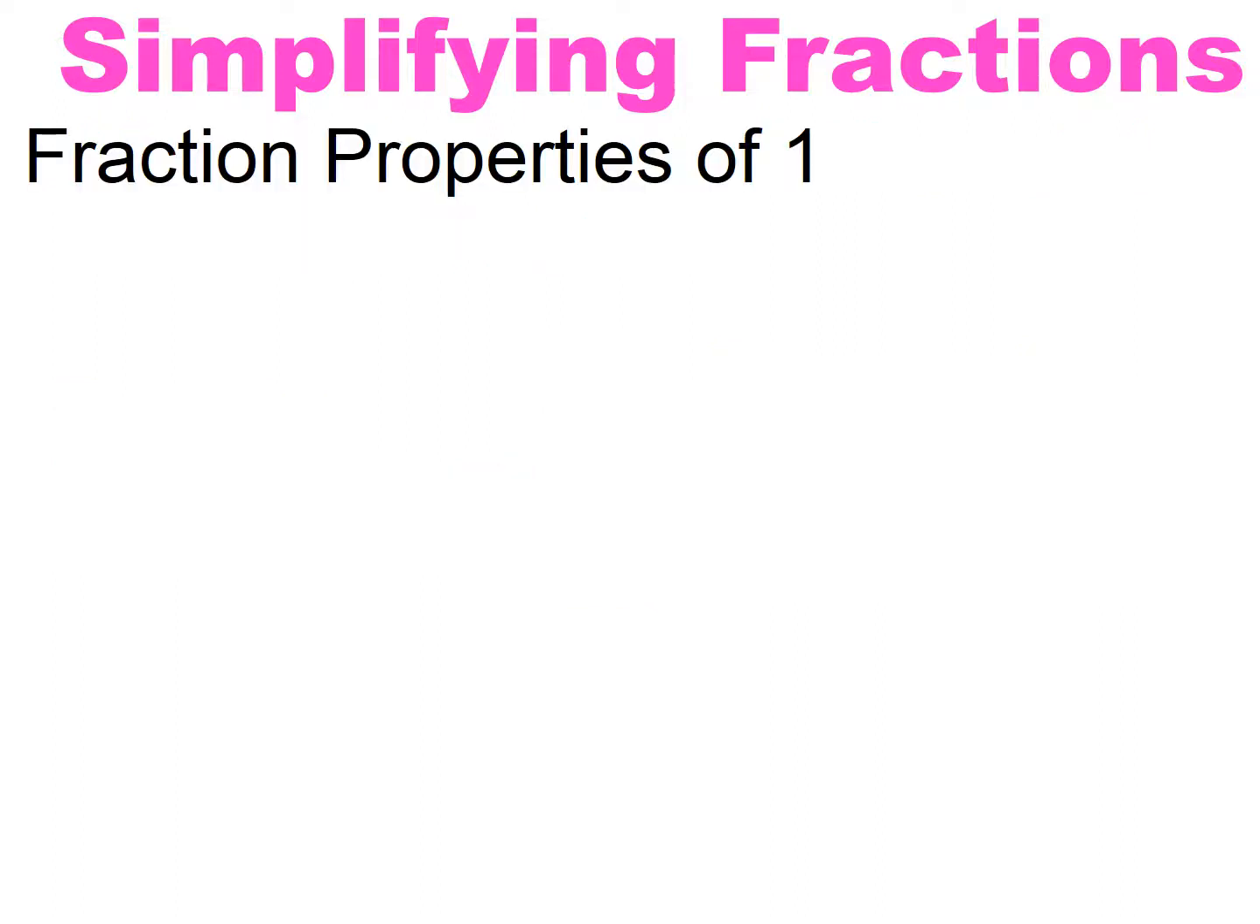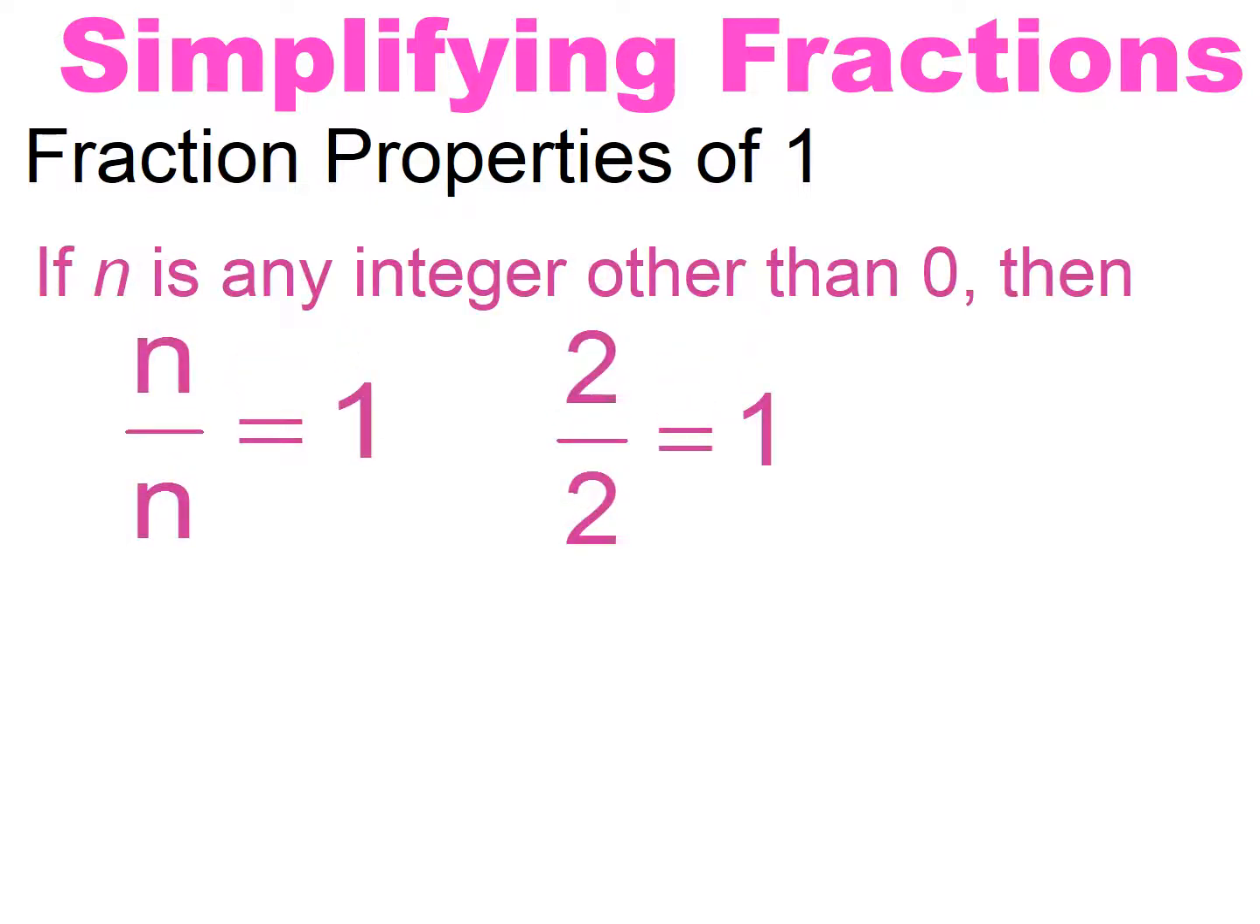Working with the property of 1 and fractions. If n is any integer other than 0, then n over n is going to equal 1. So n divides into n one time, or n times 1 is n. So in this case, you see 2 over 2 equals 1. Whenever you have the same thing over the same thing, it's going to equal 1.